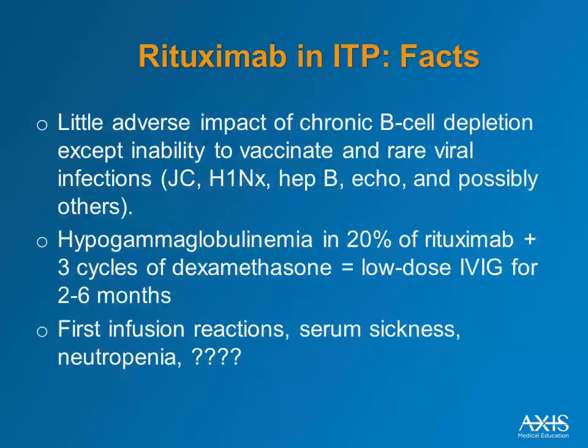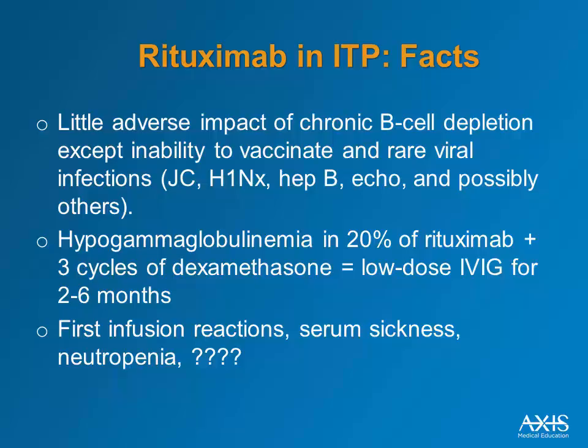The adverse events are primarily inability to vaccinate and very rare viral infections. There are now 2 cases of JC virus known to have occurred in ITP patients, but in one of them it was more than 3 years and many different other therapies later. So unlike the setting where rituximab is given with high-dose chemotherapy for lymphoma, for example, this seems to be a very rare effect.